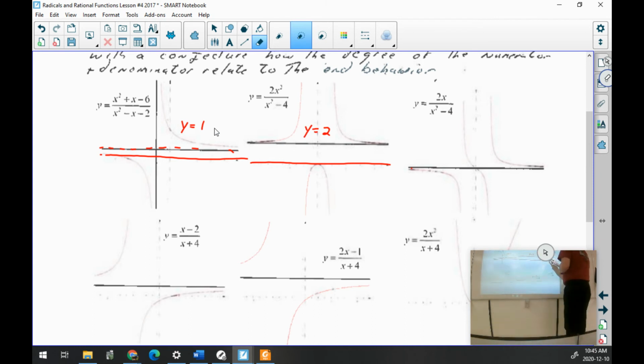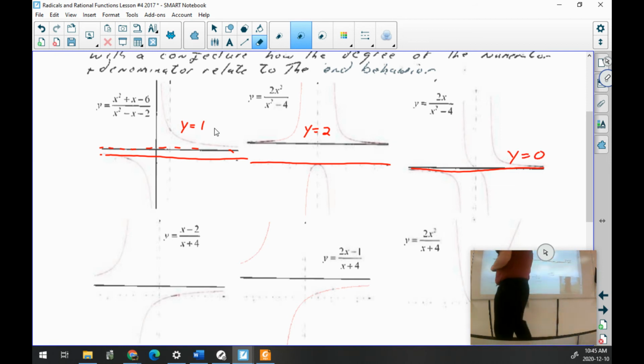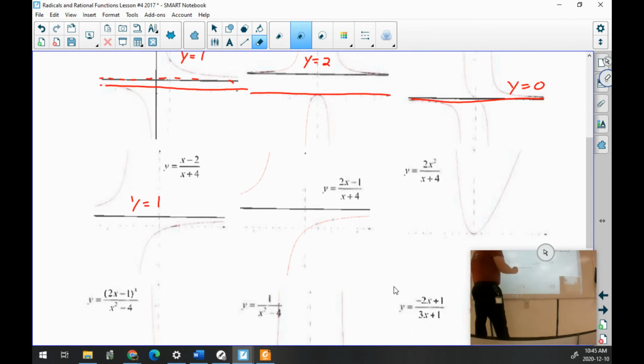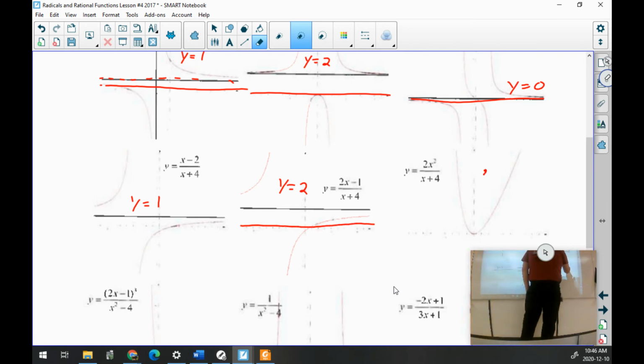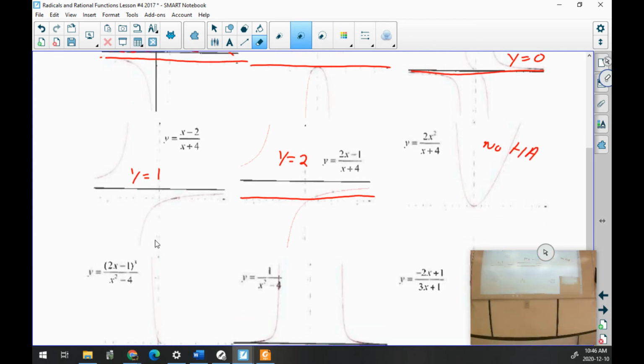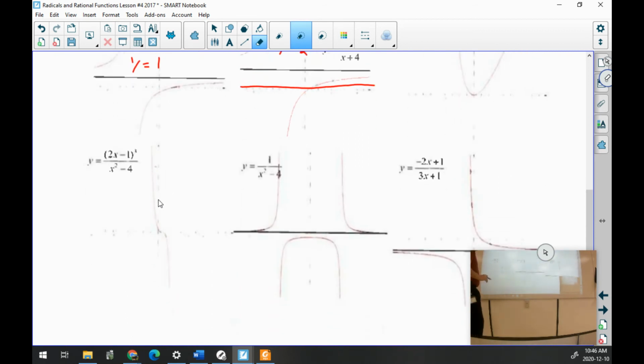Here I have a horizontal asymptote along the x-axis, y is equal to 0. This guy again, this horizontal asymptote is y is equal to 1. This guy down here is going to be y is equal to 2. Again, here's my x-axis. This one doesn't have one. No horizontal asymptote. Down here, I can't read what that number is, but there's no horizontal asymptote at all, so I think that's a 3 here.